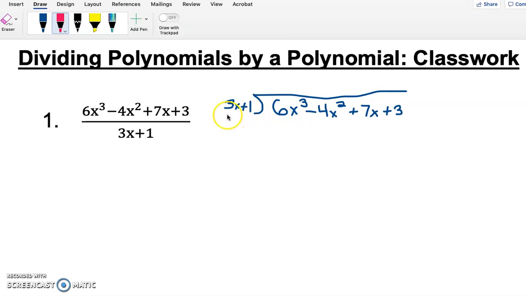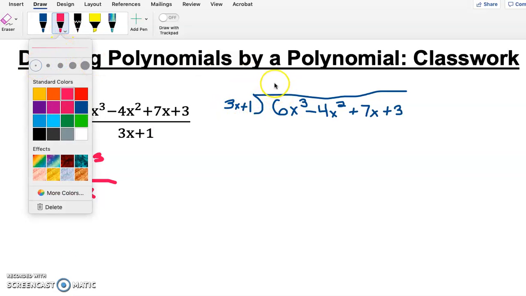Okay, so the first thing we do is look at 6x cubed divided by 3x. So what would 6x cubed divided by 3x result in? Well, 6 divided by 3 can be simplified to just 2. So here we would write a 2. It's a little 2 right here.